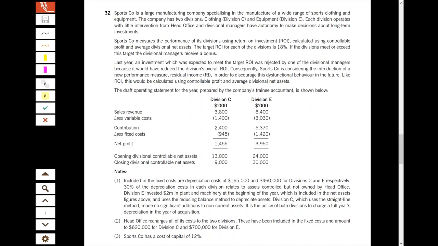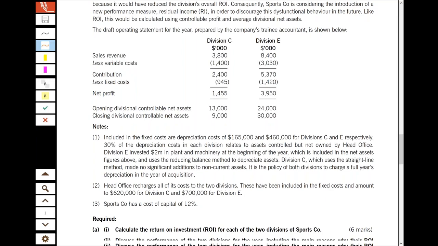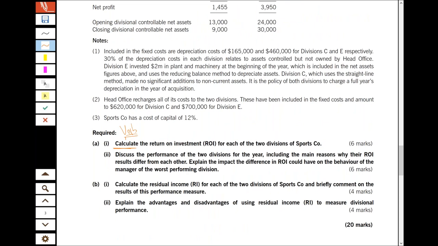Let's quickly skim through the first requirement. Calculate is the verb. ROI for each of the two divisions. Okay, we are required to work out the ROI, so ROI is the object. Clear? So calculate ROI for each of the two divisions for 6 marks. Okay, I'll tell you the marking scheme as well. Now let's go and read the question.